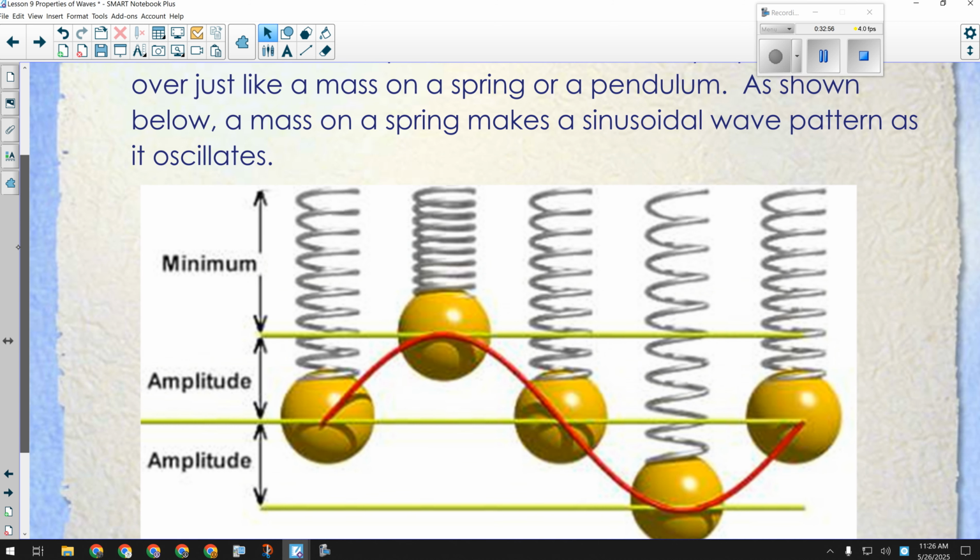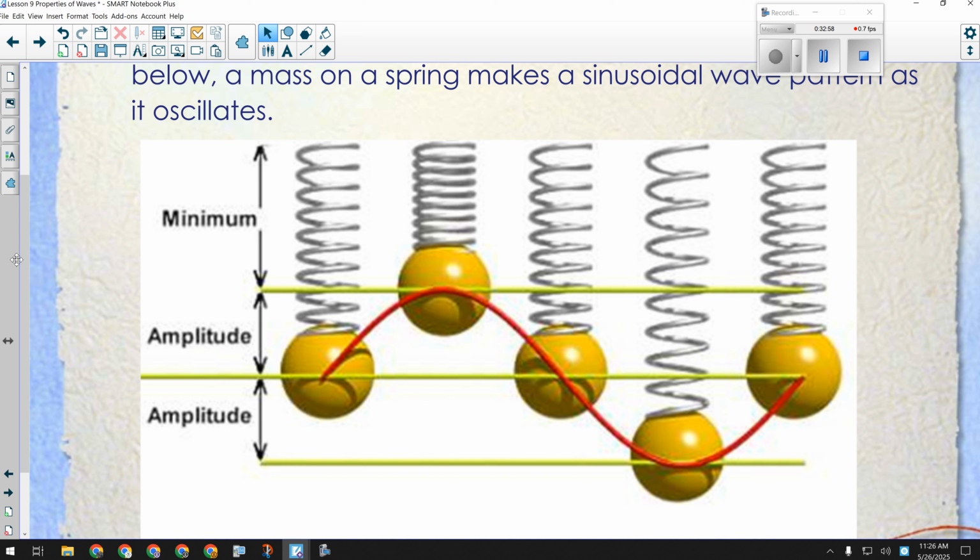If we had something oscillating, like a mass on a spring moving up and down, does it make a wave? If I just drew and followed the pattern of the thing moving up and down, I'd make a wave. Anything moving with simple harmonic motion is going to disturb the medium around it, whether that's air or water or whatever. It's going to disturb it, and that energy is going to travel outwards as a wave.